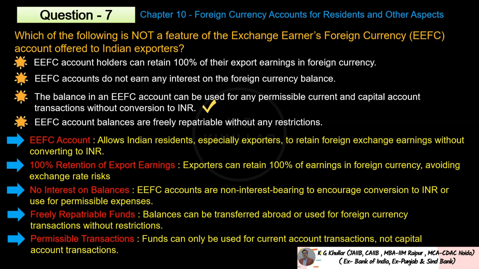Lastly, capital account transactions are subject to stricter regulatory oversight and separate permission from the Reserve Bank of India is required for such activities. So it is important to note that EEFC account balances are restricted to current account transactions only. So as you can see, as far as this question is concerned, the correct option is option C. That is, option C is incorrect. That is, statement of option C is incorrect.